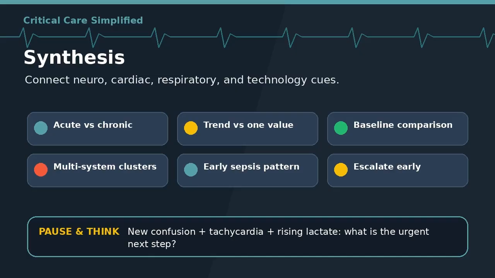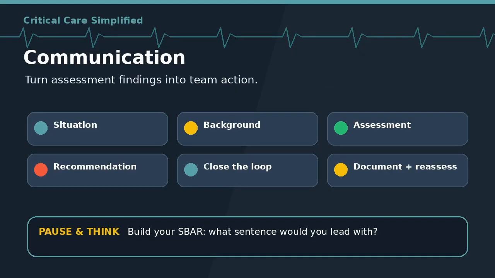Communicate urgent findings clearly and early. First, identify and prioritize the red flags. Then, structure your message. SBAR is a reliable tool. Situation: what is happening right now? Background: what matters about this patient? Assessment: what are you seeing and what pattern worries you? Recommendation: what do you need next? Provider at the bedside, respiratory therapy, imaging, labs, medication changes, airway support, or rapid response.